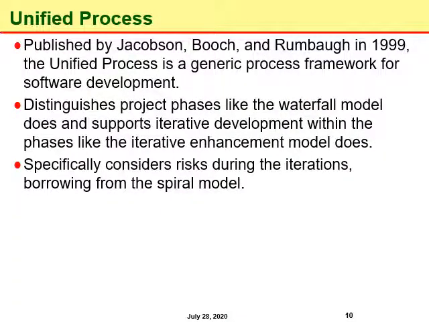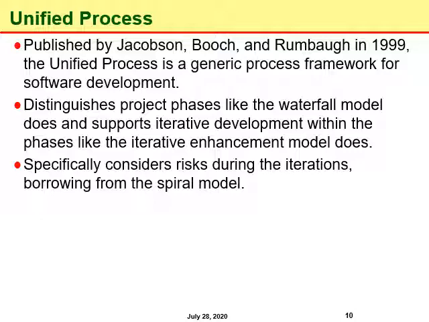The second model we discuss here is unified process. The unified process is a generic process framework for software development, and it was published by Jacobson, Booth, and Rumbaugh in 1999. It consists of a generic description of phases and activities that can be adapted for different types of organizations and for different application domains and for different project sizes.